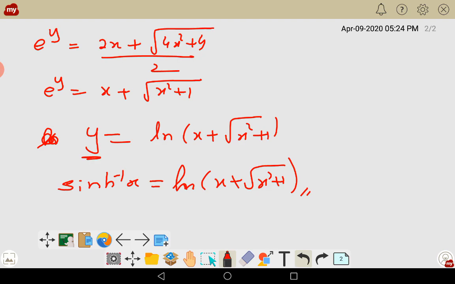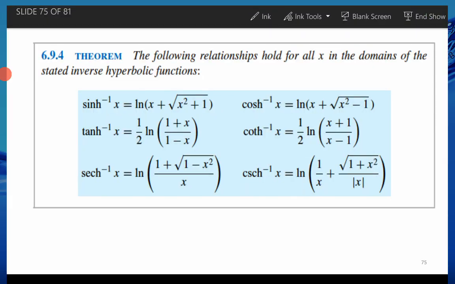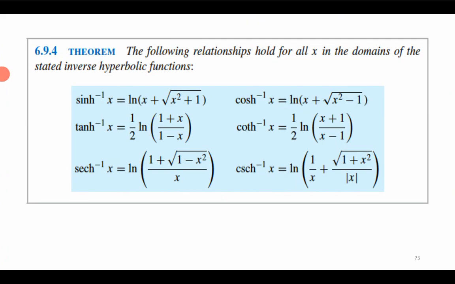In this way you can verify all the other rules as well. So we have verified this one; for cosine and tan you can check this way. Fine.